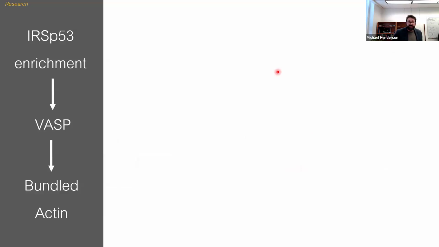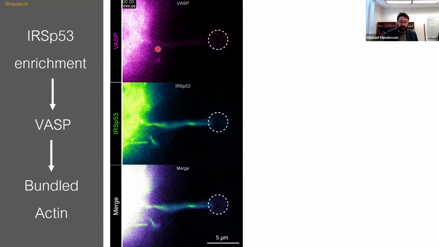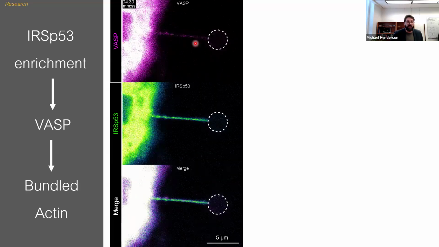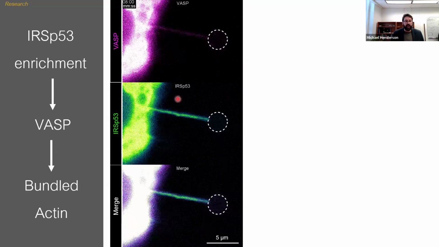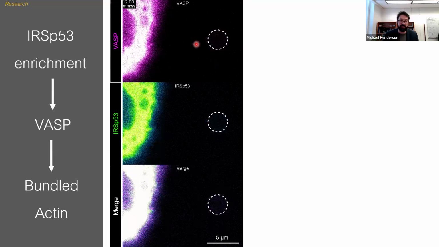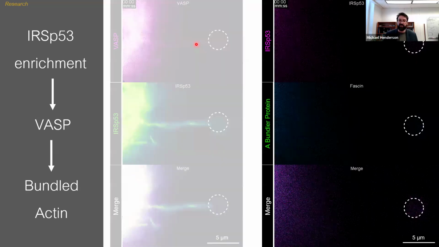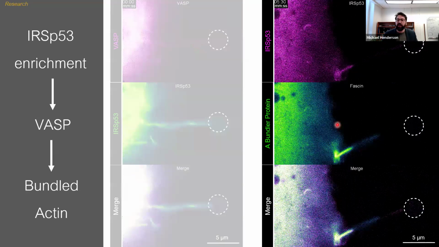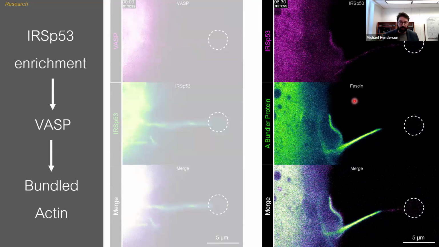So we do also see that once you have IRSP53 enriched, just like in our reconstitution experiments, you can get recruitment of the polymerase. This is just a fluorescent time-lapse movie showing a tube with IRSP53. We also see the presence of VASP coincident with the IRSP53. And then additionally, we see important bundling proteins are also enriched. This is the protein FASN, for example.